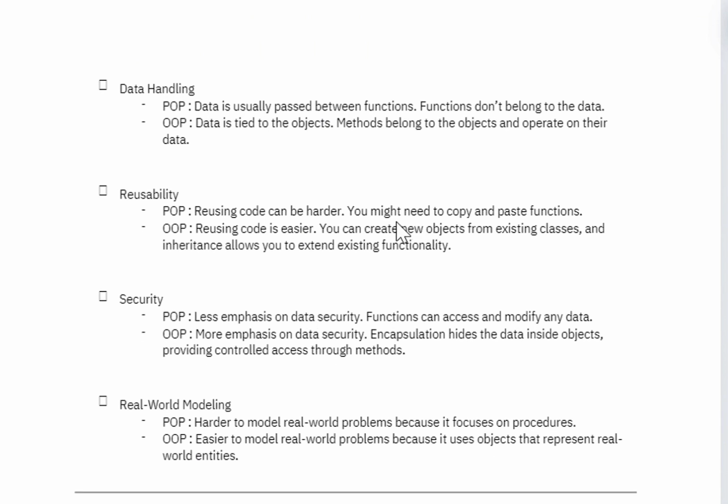Now, data handling. On the basis of data handling, in POP, data is usually passed between functions, and functions don't belong to the data. We know that data is not related to the function. Whereas in object-oriented programming, data is tied to the object. So methods belong to the objects and operate on their data. This is a very important point. In POP, the data is not related to the function. Functions work on the data, whereas in object-oriented programming, the data is linked to the object, right?